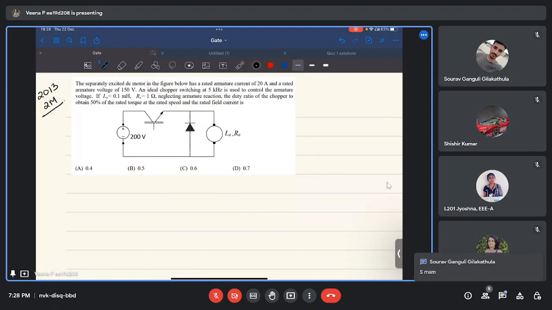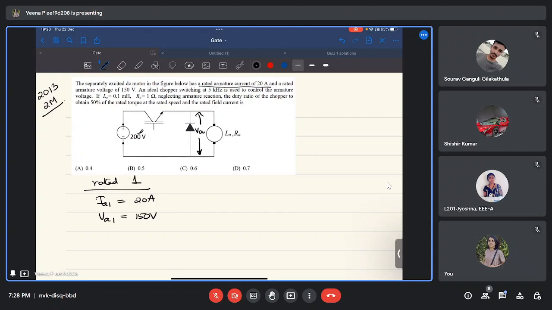So now let us come to the problem. The separately excited DC motor has a rated armature current of 20 ampere. Let the rated conditions be represented by 1. So rated armature current is 20 ampere and rated armature voltage is 150 volt. Note that armature voltage is the voltage applied across the armature. This is the armature voltage, not this. This is, let it be V, the supply voltage. Armature voltage is what we get at the armature of the machine.